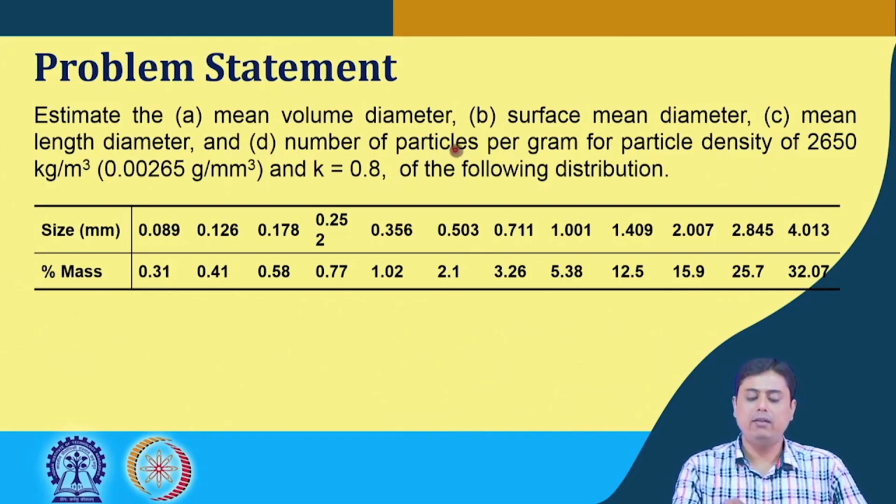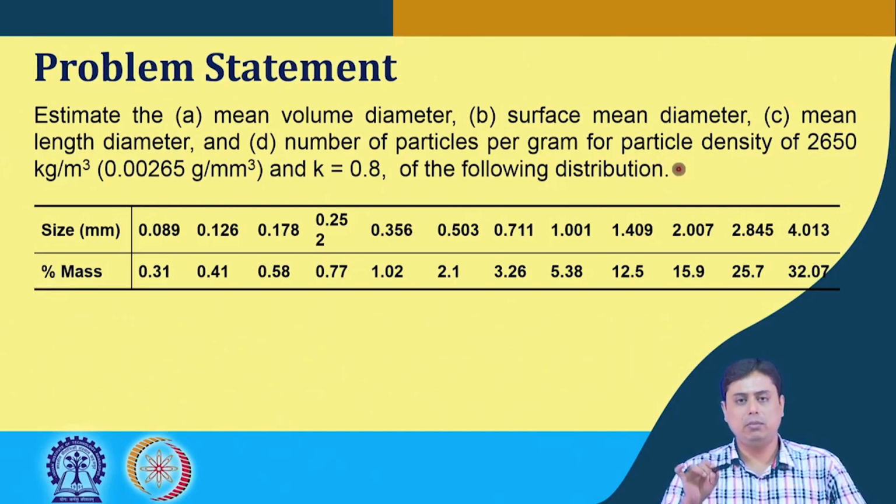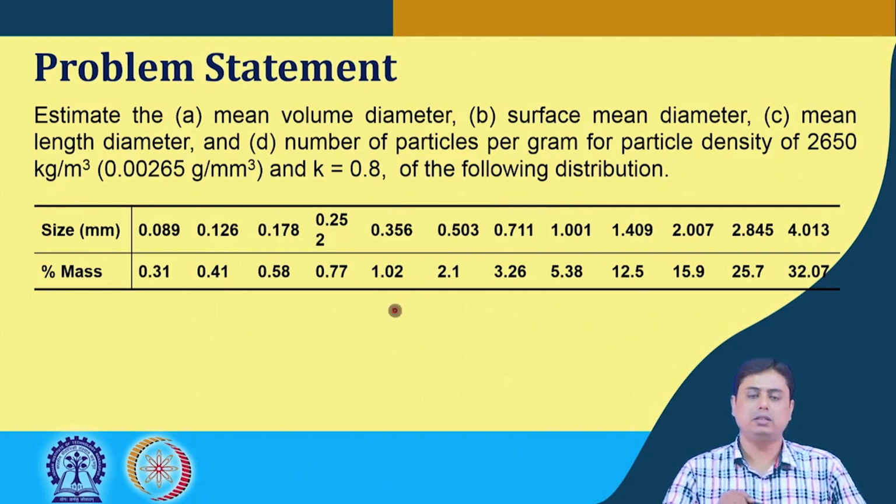Then we have seen the link between the mass fraction and the number distribution. So, in this problem we have seen what the total number of particles is from this mass fraction distribution.